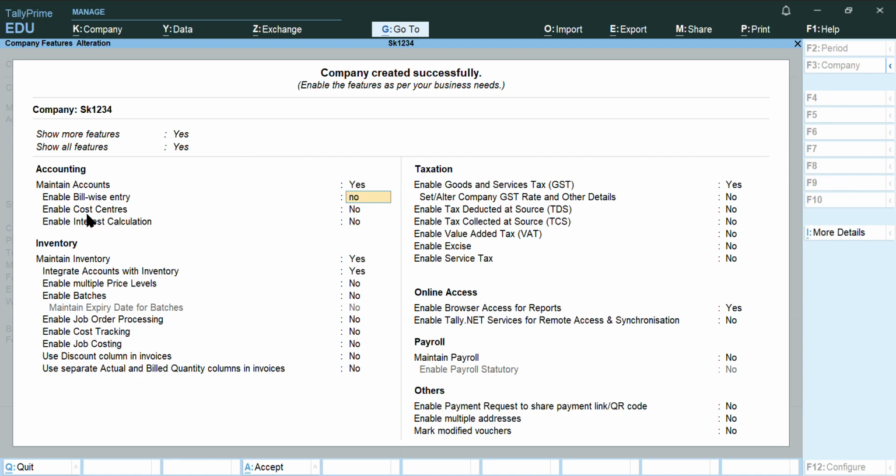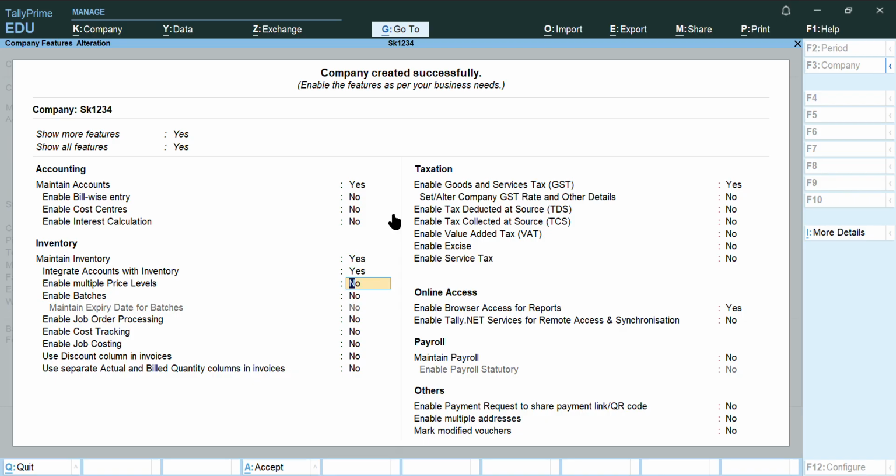The information bill wise entry is important when we are working in a real life scenario, but in educational mode it is not needed. It will be requiring us to put in a lot of information which is not given and not needed. So nothing else. Now maintain inventory, yes. Integrate accounts with inventory, yes.